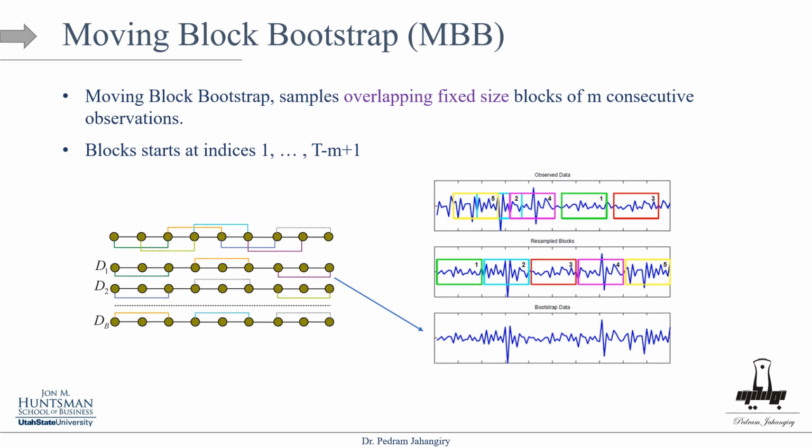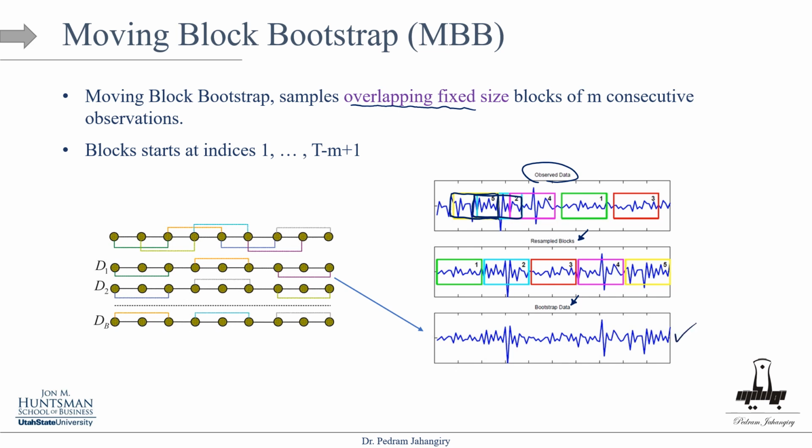Okay, so the first one, moving block bootstrap, MBB. MBB samples overlapping fixed size blocks, and the size is M, of M consecutive observations, right? So the idea is that, imagine this is our observed data, and we're dealing with overlapping fixed size blocks. So this is one block, here's another block, you get the idea, different colors, right? So in this example, we're going to have 5 blocks with fixed size, whatever the size is. Then we're going to put them together, we call it resampled blocks, and then we are going to arrange them in a way that the length of the resampled blocks is the same as the length of the observed data, right? This is going to be our bootstrap data.